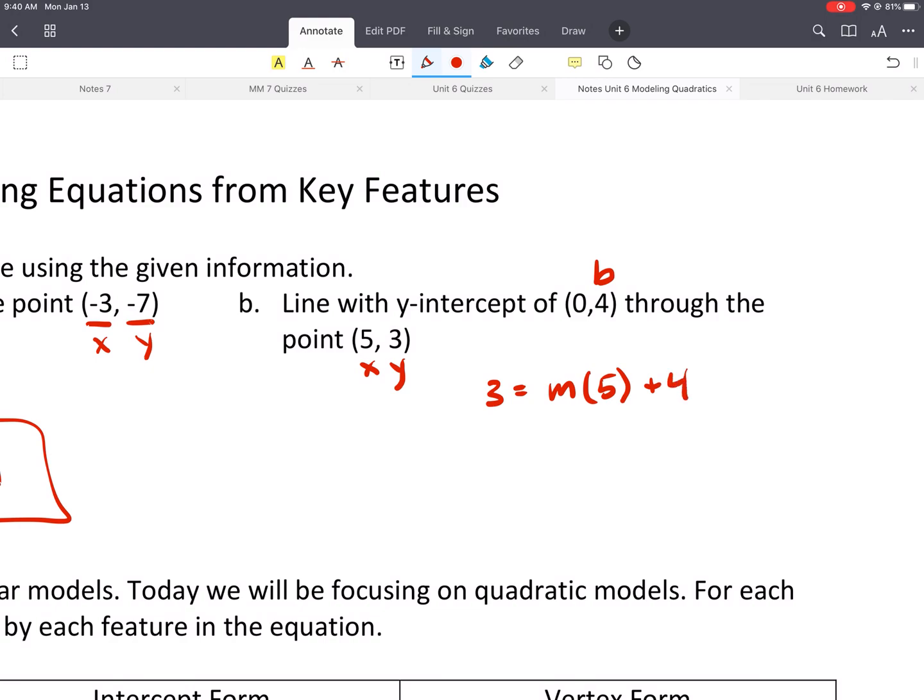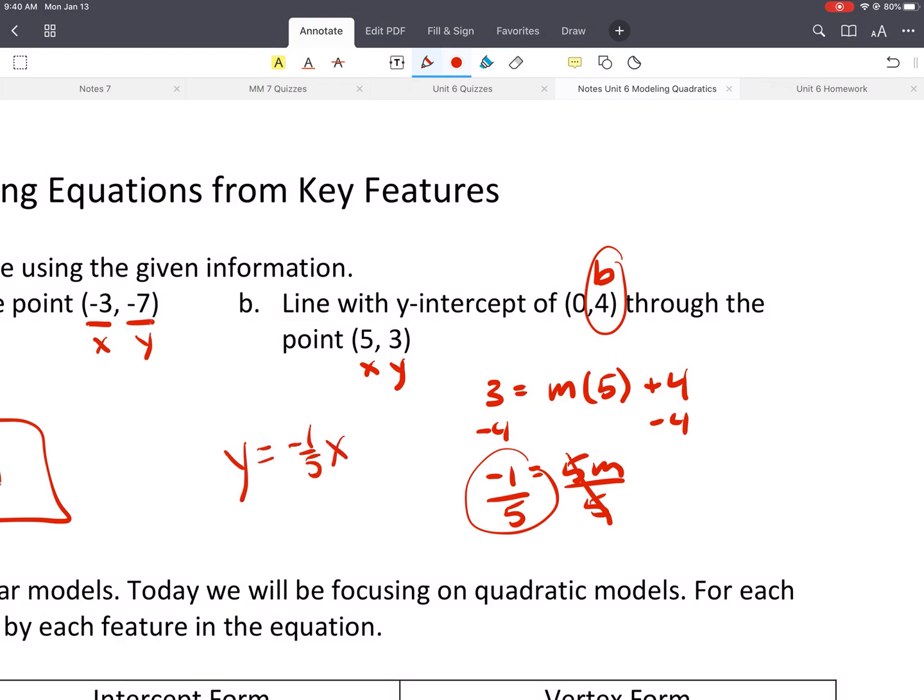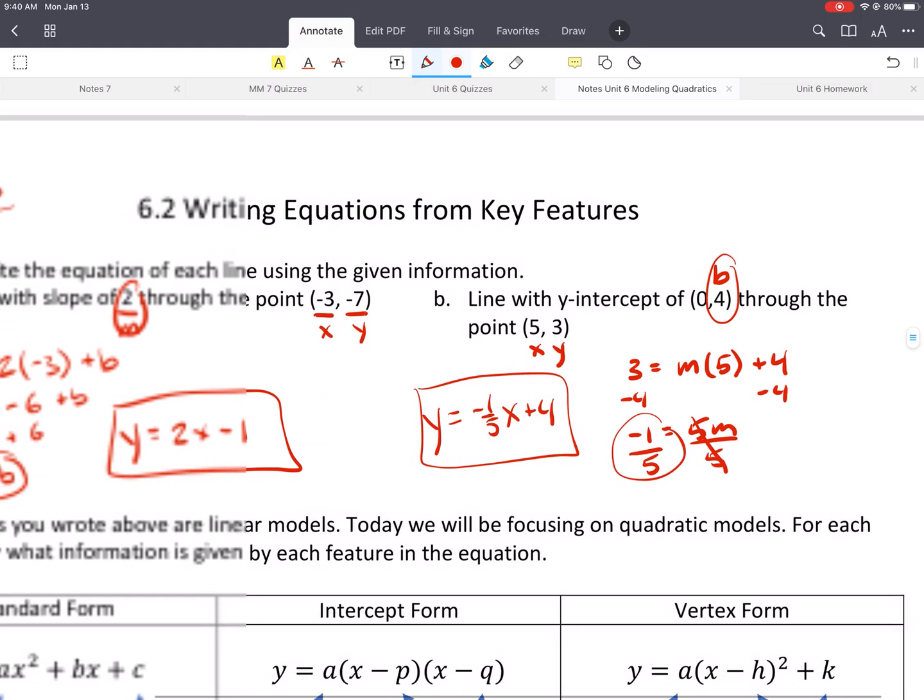Okay, so again, we'd solve for m. Subtract 4 from both sides, that gives us -1 is equal to 5m, and then we divide both sides by 5. And we get m is -1/5. And so now we have our m, we have our b, we can do y equals mx plus b. Okay? So that's how we did it in Sec 1.